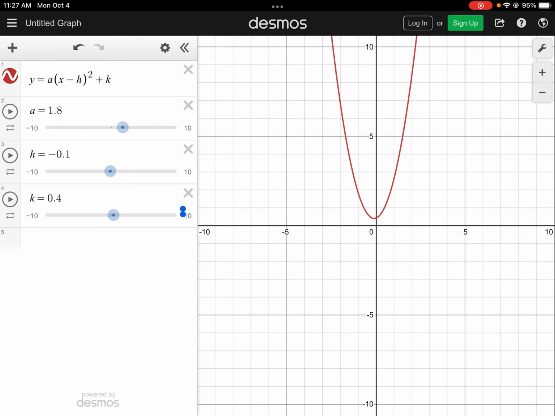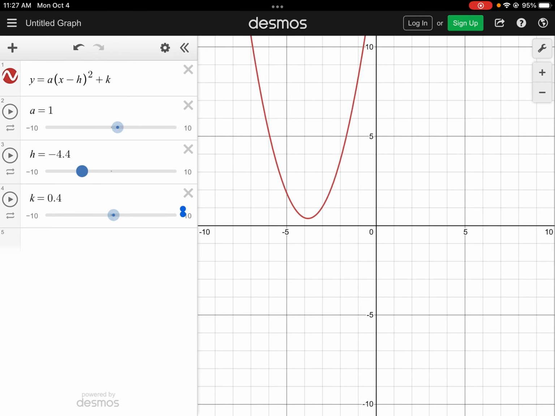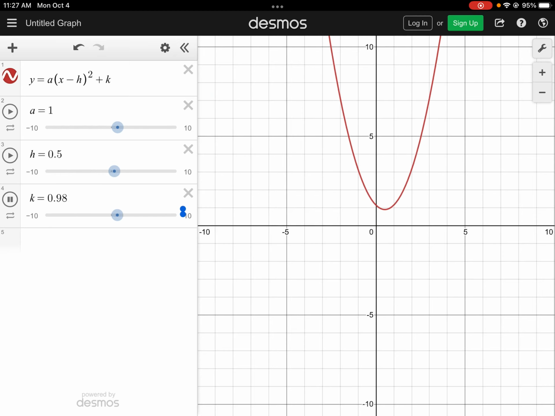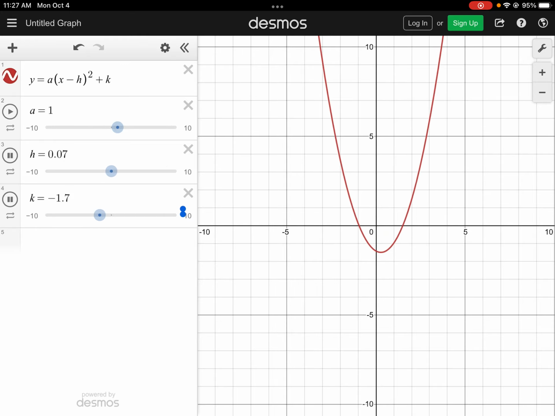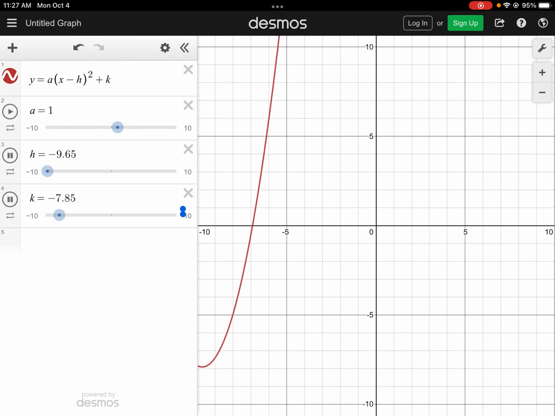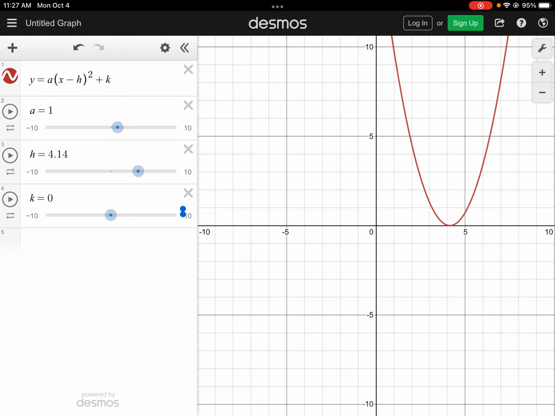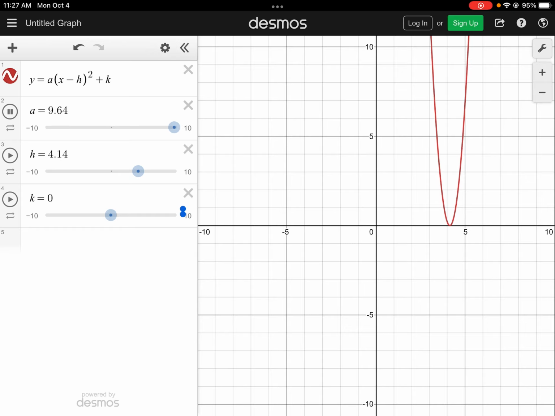Now, this may not come as a surprise. a controls what our graph looks like, the shape. h and k are going to control the location. So let me just move h and k. The shape of the graph will stay the same. It's simply the location. So there we are. Now I'm just going to move this into sight. I'm going to move a. All a does is simply determine the shape.